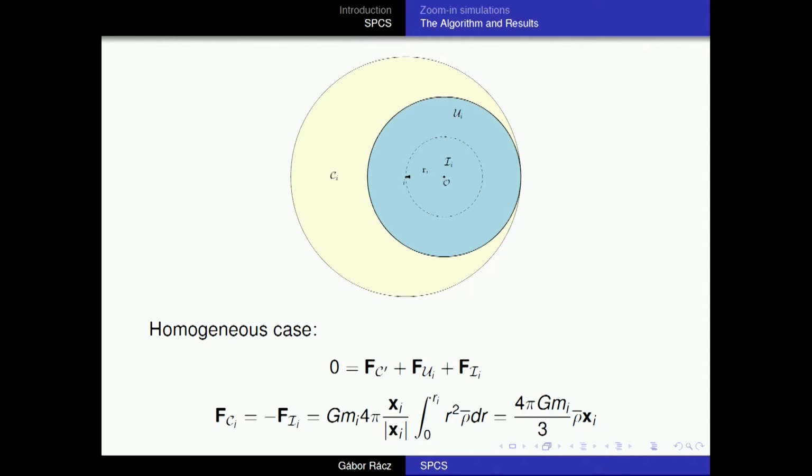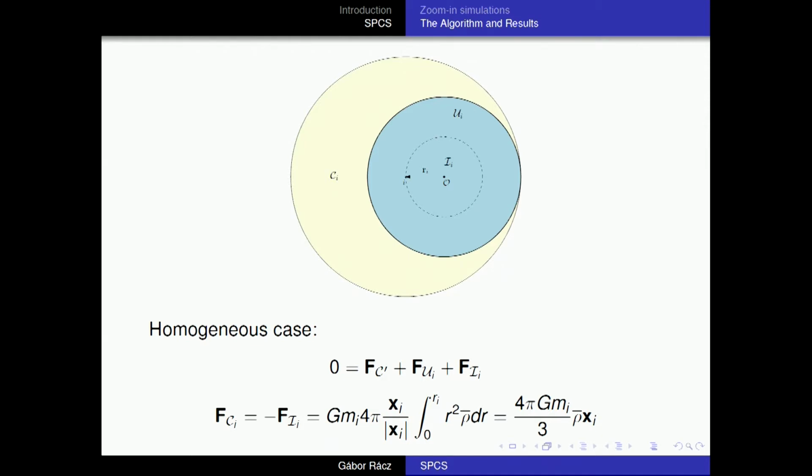Okay, so this is how we calculate the forces. Think about the whole universe being exactly homogeneous. In co-moving coordinates, one particle in this case feels zero force. So this is our simulation volume, this blue circle, and these particles should feel zero force. So we divide our model universe into four separate regions. Outside is this white region. If you use Newton's shell theorem, we easily see that the force coming from this white region is zero.